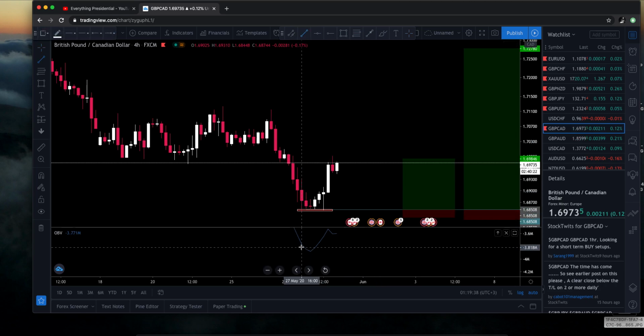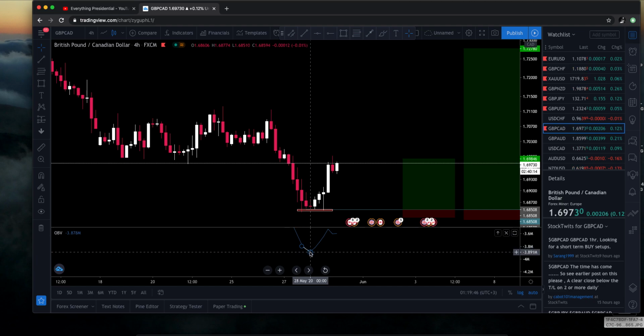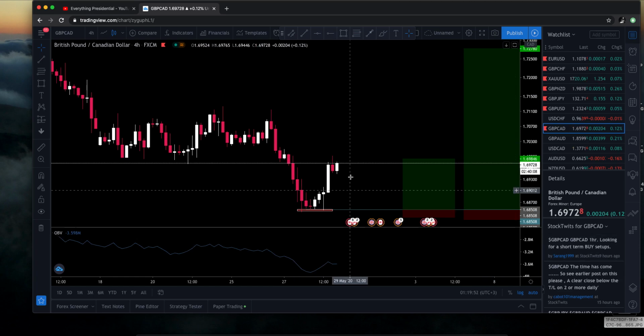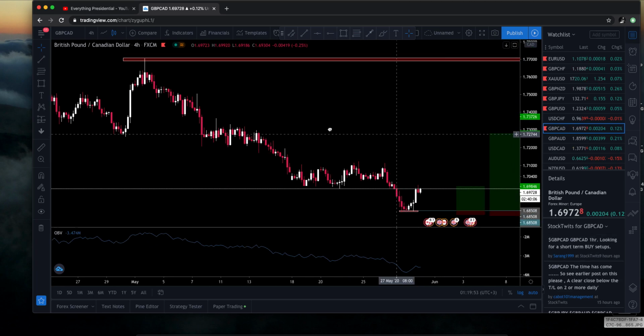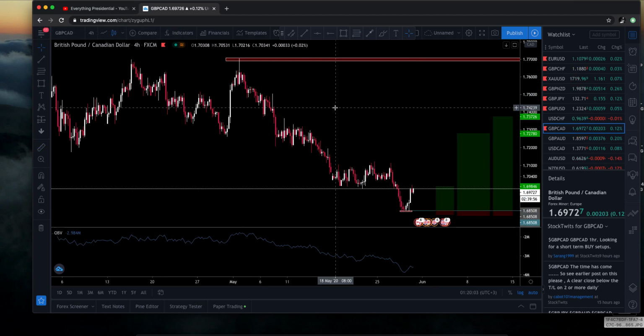Let me see if I can draw it for you guys. The price is making equal lows, but over here it's making lower lows, and then it started making higher lows. That was my confirmation, divergence. Price was going to go back up. I took around 70 pips on this trade, but it went for way more than that. I think it went for 130 plus. Yeah, 140 pips almost. But that's how I trade, guys.